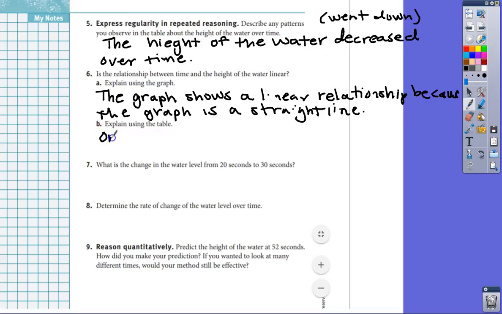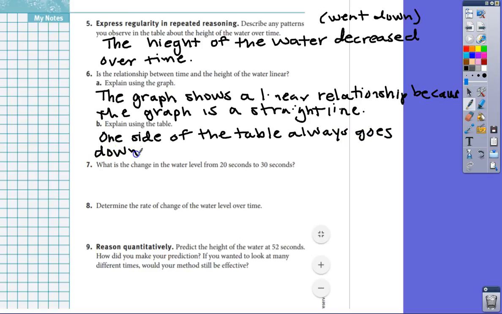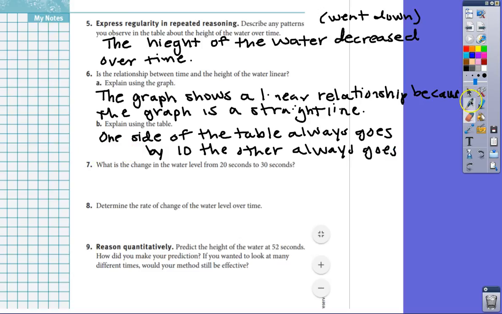So one side of the table always goes down by 10. The other always goes, alright, it doesn't go down by 10, it goes up. Because it went from like 40 to 50. Other goes down by 2.5. And because it always goes up by 10 and always goes down by 2.5, it's linear.